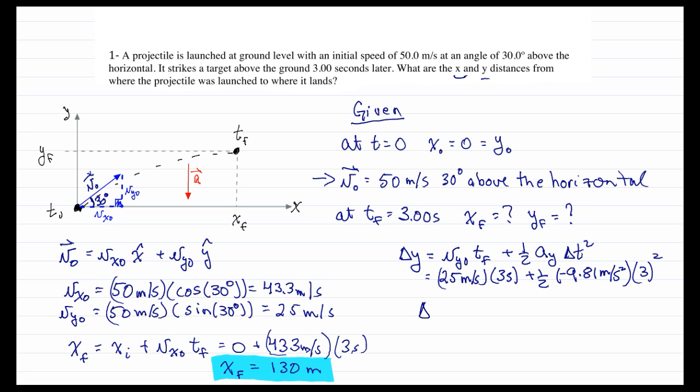Okay, that gives us a delta y of 30.9 meters. You can verify that. So this implies that our final y position is 30.9, since delta y is equal to y final minus y initial, and y initial is 0. There we go. So that's the x and y position of this object which we hit with our projectile.